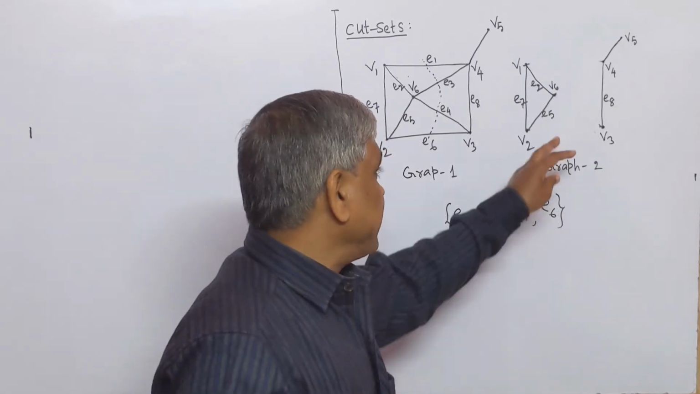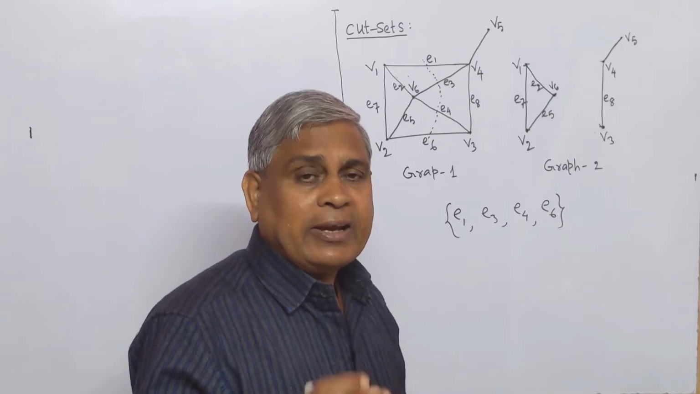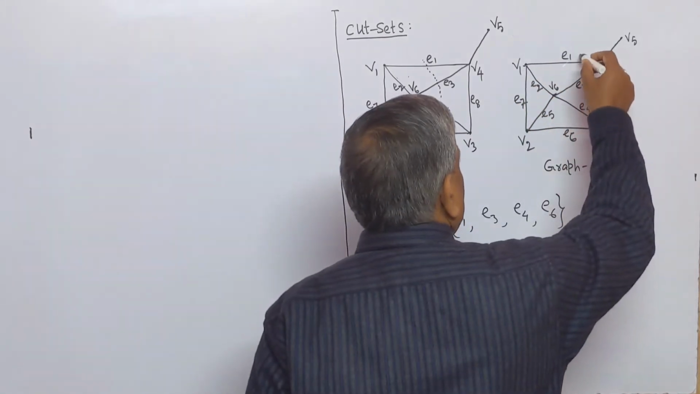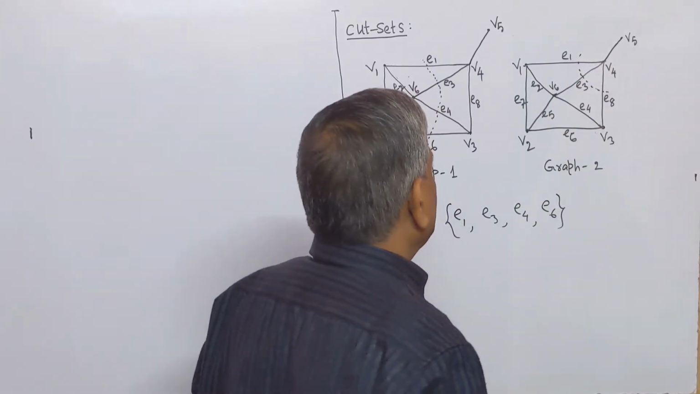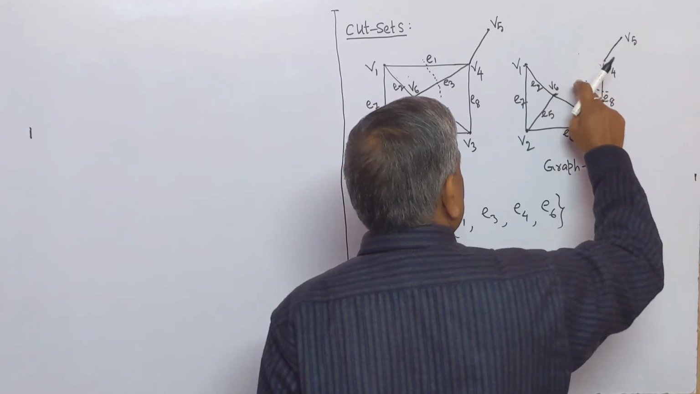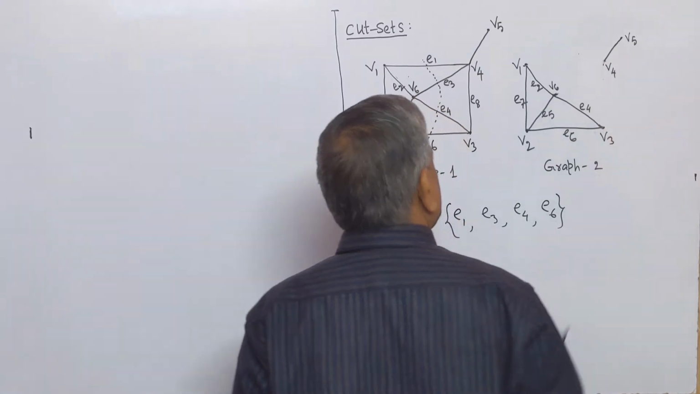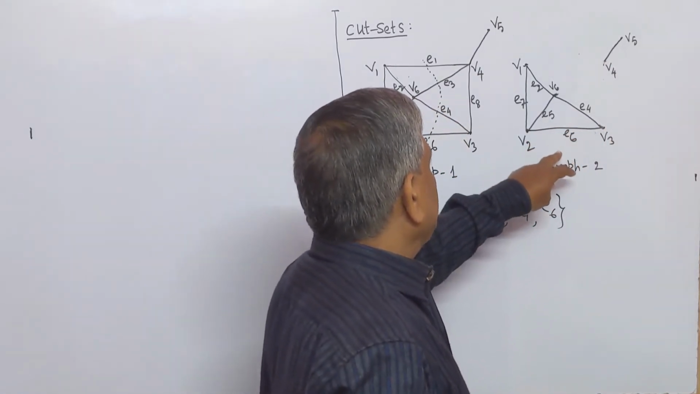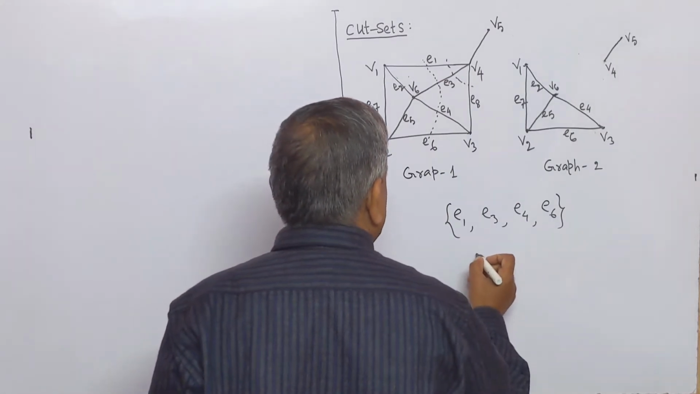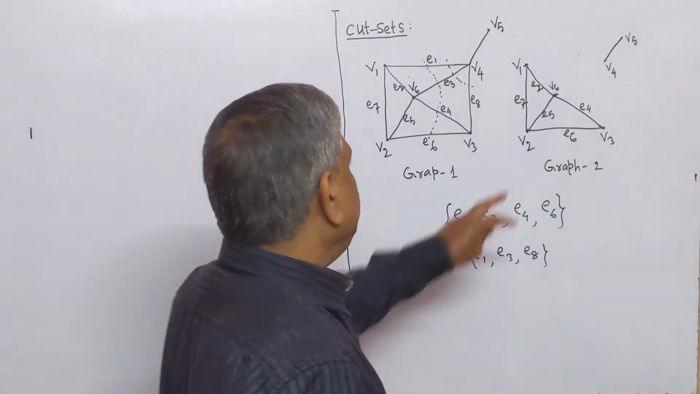Now again we draw this figure and again we remove some edges so that we may get the graph disconnected. Now edges E1, E3 and E8 are removed from the graph. Then we will get a disconnected graph, like this. Here two components. Here one component and here another component. In this case, we get a set of edges E1, E3 and E8 which are removed from the graph to get a disconnected graph.